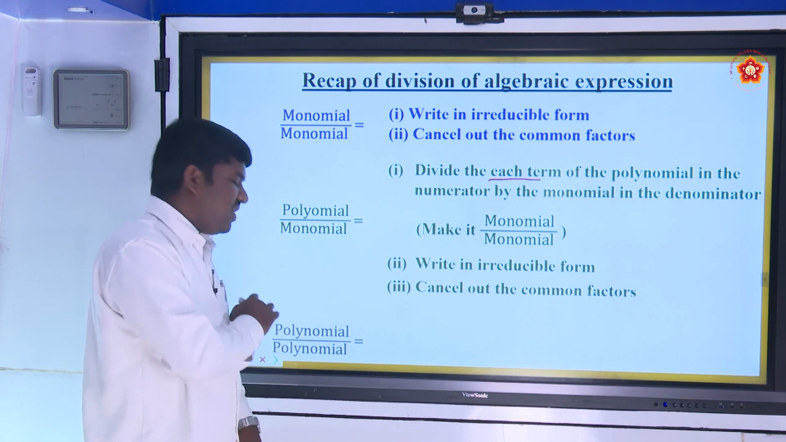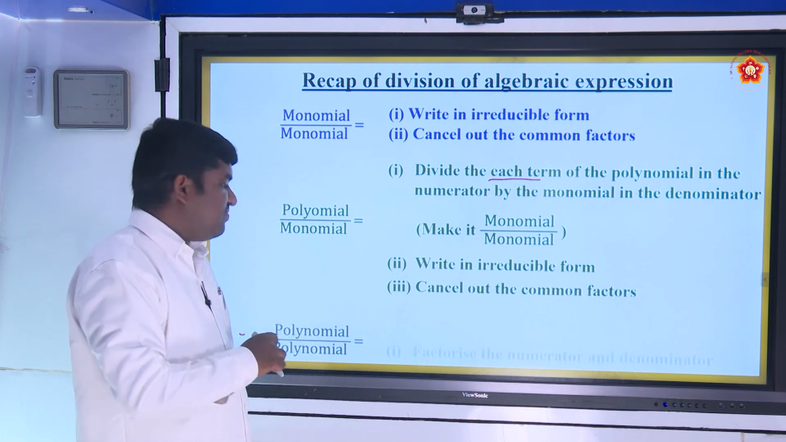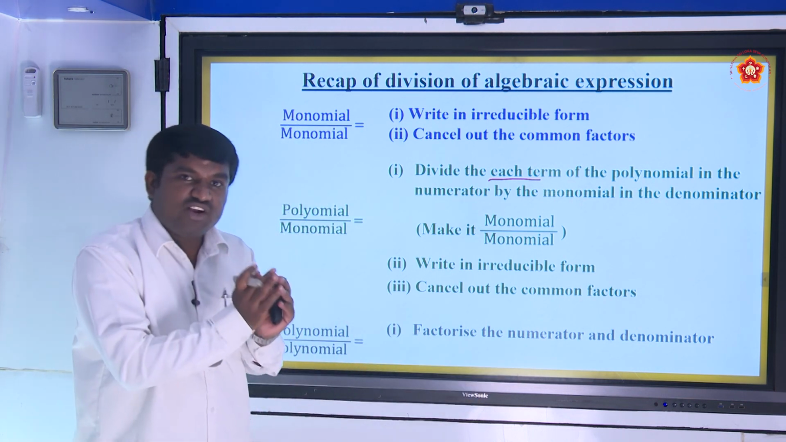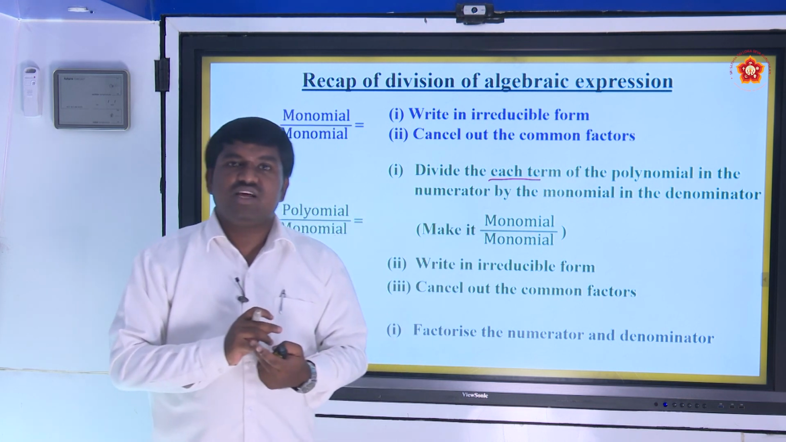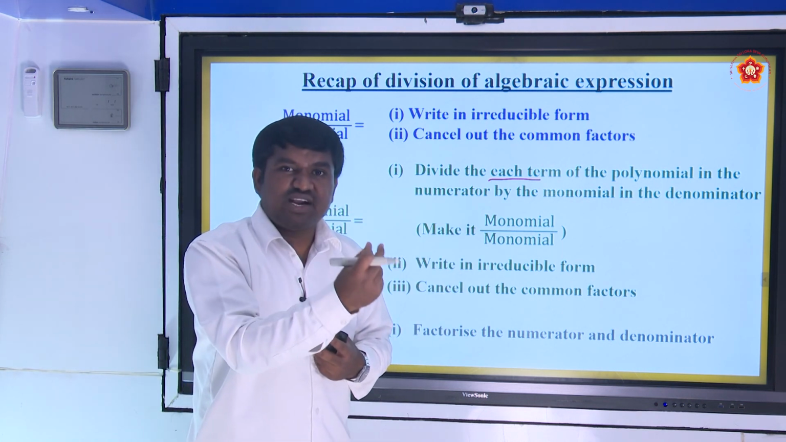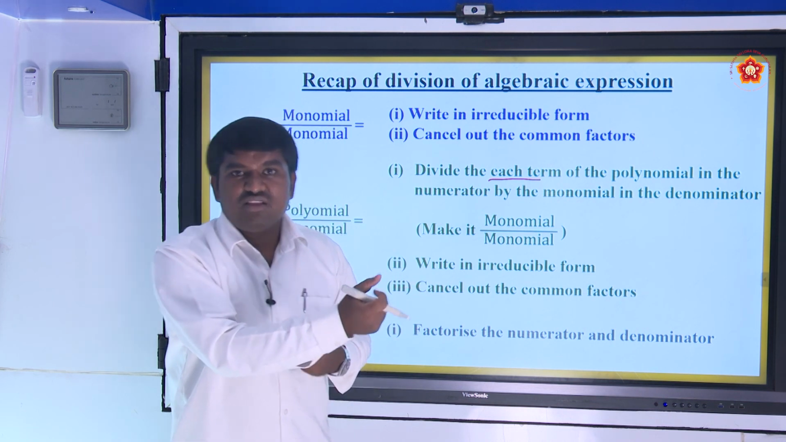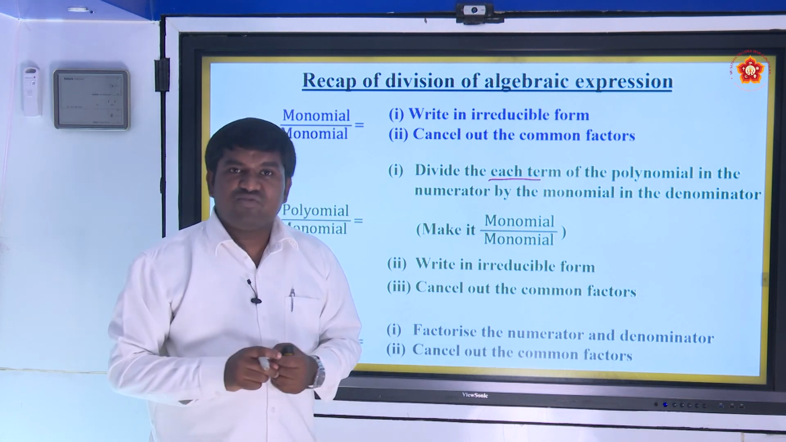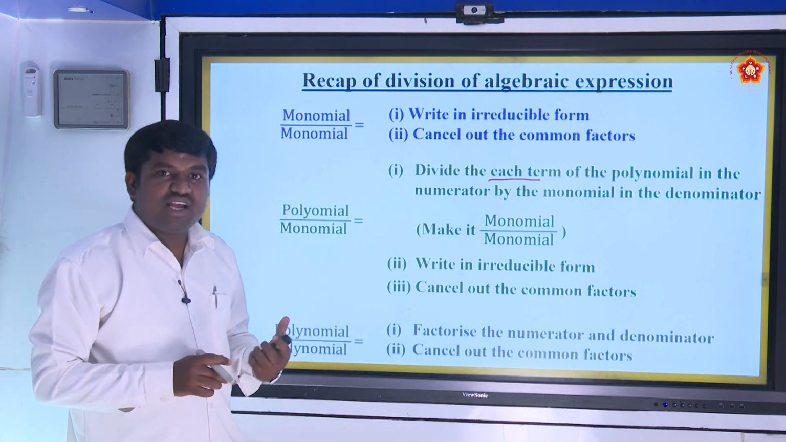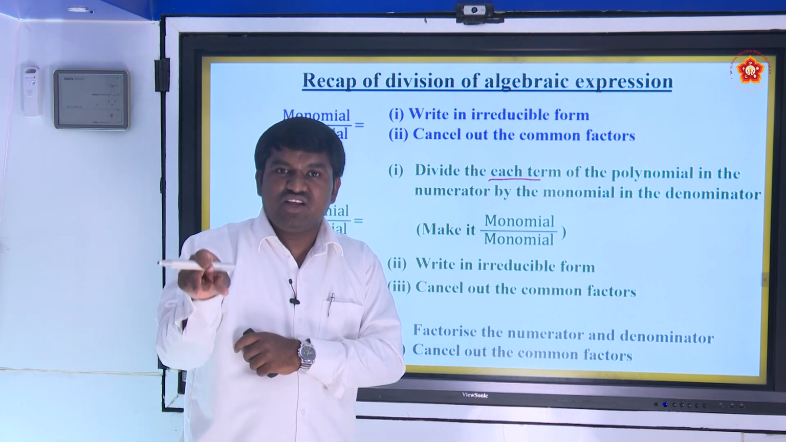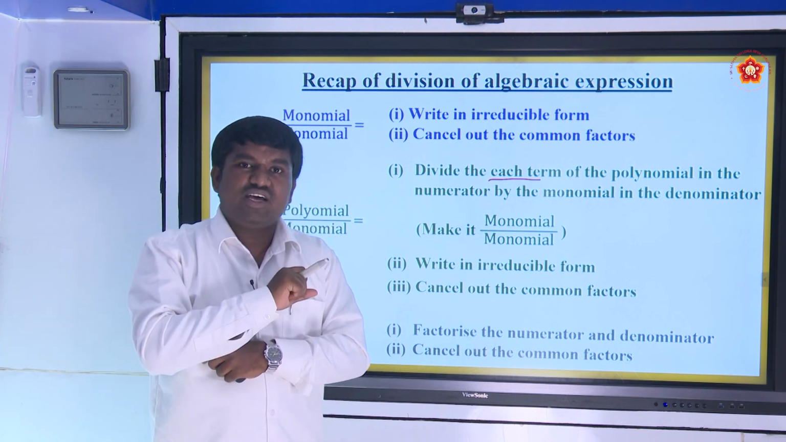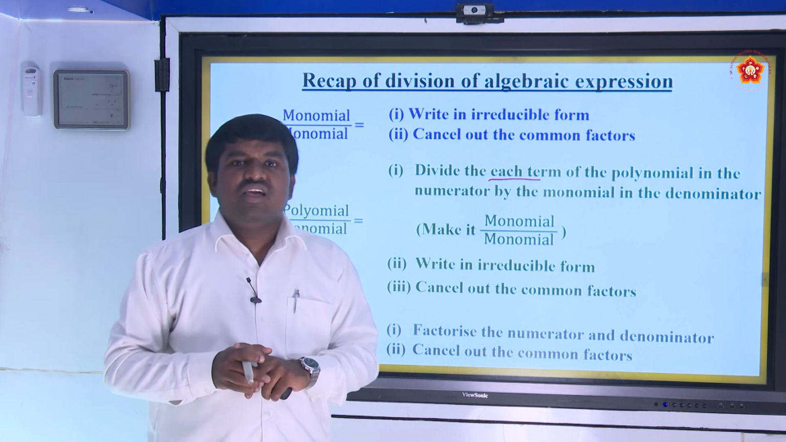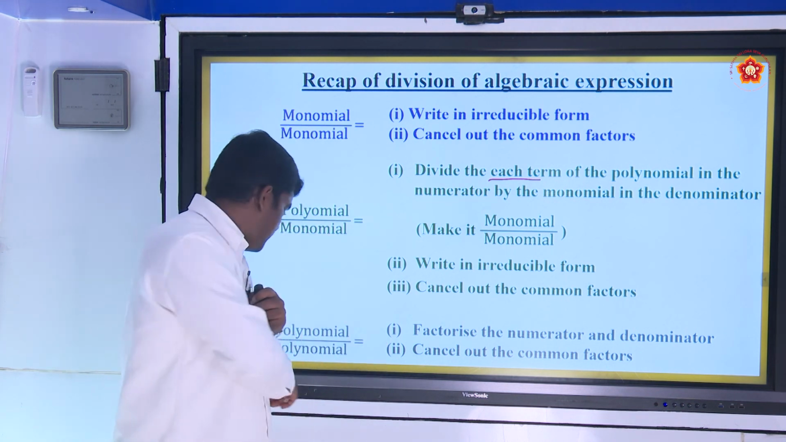If we have polynomial by polynomial, what are we doing? First step, factorize the numerator and denominator. Factorize means we find the factors of the numerator and denominator. We try to get the same factors which are present in the denominator in the numerator also. Then cancel out the common factors. In this step we are trying to get the factors which are in the denominator also in the numerator. Then cancel out the common factor, then you will get the answer. I hope you have understood very well.